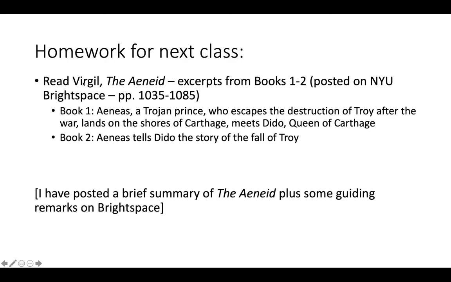So homework for next time: read Virgil, the Aeneid, excerpts from books 1 and 2. It's about 50 pages. The summary of Book 1 is that Aeneas, a Trojan prince, escapes the destruction of Troy after the war. He lands on the shores of Carthage in North Africa and meets Dido, queen of Carthage, this very successful and beautiful queen who is a widow.